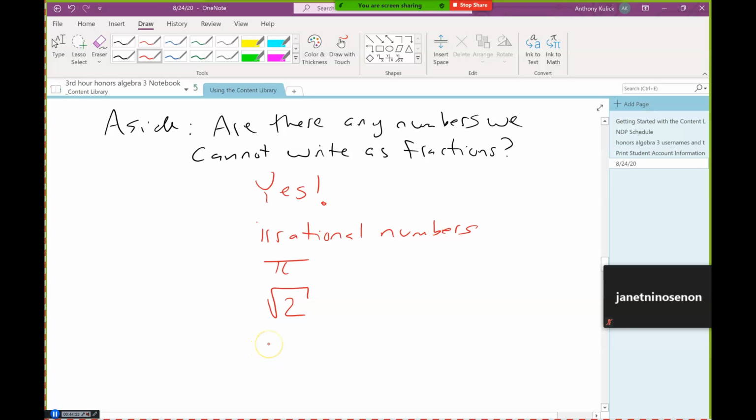In addition, I can take the square root of any number that doesn't simplify to a whole number, and that also cannot be written as a fraction. So the square root of 3 can't be written as a fraction. The square root of 4 can, because it's just 2. But the square root of 5, 6, 7, and 8 can't. The square root of 9 can, that's just 3. And then 10, 11, 12, 13, 14, 15 can't. But the square root of 16 can, that's just 4. So the square roots provide a lot of examples of these irrational numbers, the things that cannot be written as fractions.